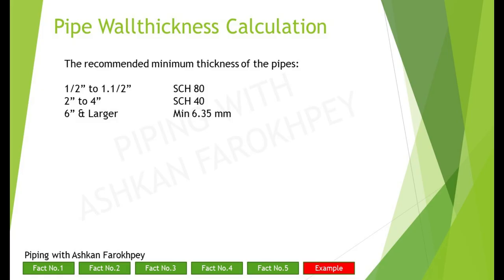We also have one another rule in our pipe thickness design. We usually do not use the pipes between half an inch to 1.5 inch below schedule 80. This is because of those reasons I mentioned previously. For pipes between 2 to 4 inches, it is better to use pipes at minimum schedule 40 thickness. And finally, for 6 inches and above, the minimum recommended thickness is 6.35 millimeters.